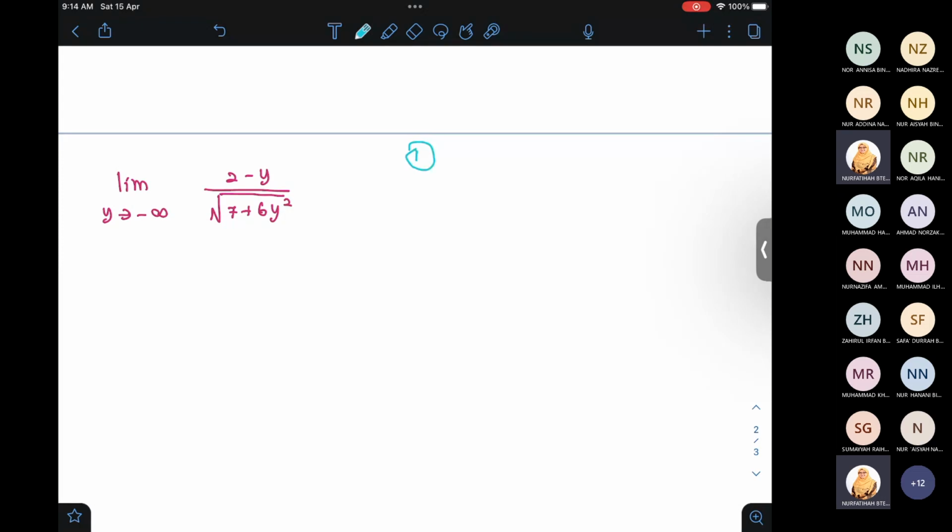Step yang pertama, okay, identify the highest degree in radical. Okay, yang dalam radical. Second step, okay, divide with the modulus. Yang ni you kena refer untuk definition of modulus lah. Okay, so these are the two steps. Okay, how to solve untuk radical punya function.